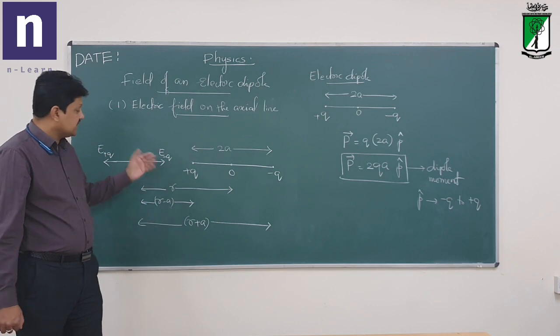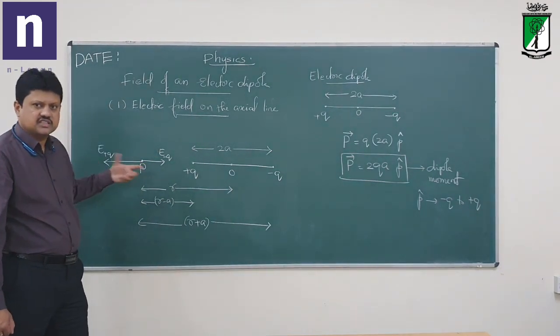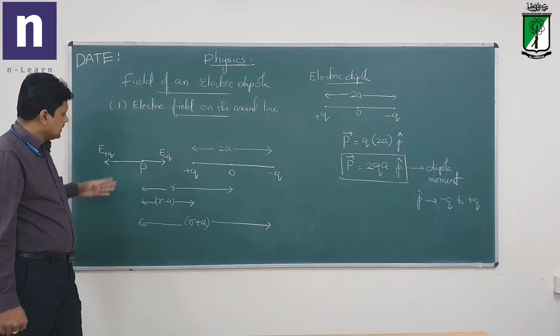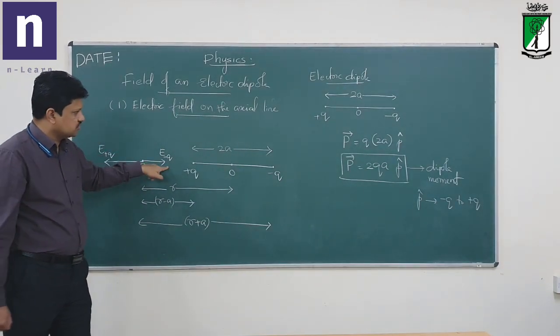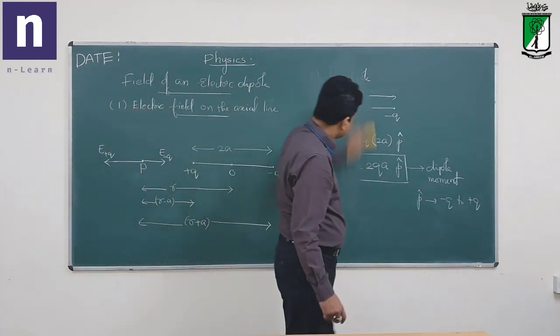Now what is the net electric field here at point P? Of course, E plus Q plus E minus Q, which is the vector sum of these two electric fields. Now let us find out first what is E plus Q and then E minus Q, and then we will add up to get the total field.